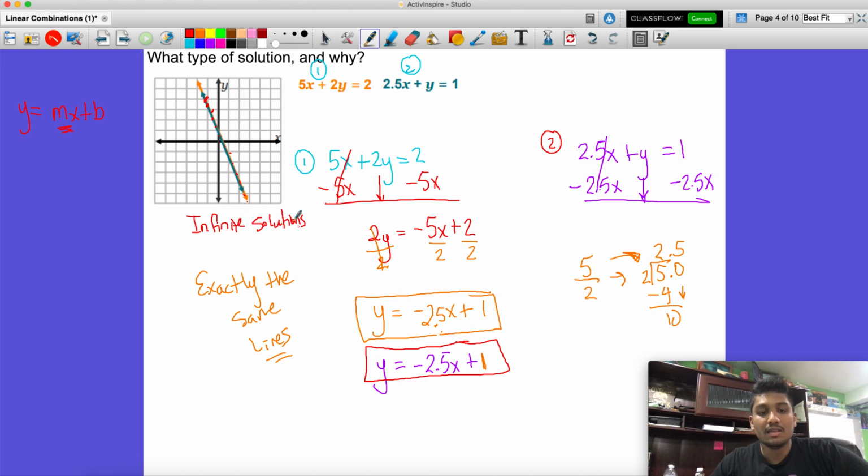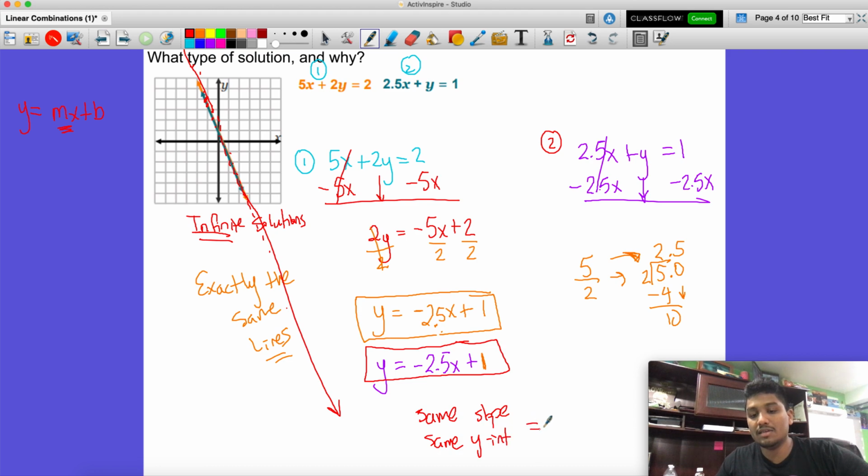Infinite because this line doesn't stop there. It goes on forever. This line goes all the way down forever. This line goes all the way up forever. And so they touch each other at every single spot infinitely. So if you have the same slope, same y-intercept equals infinite solutions, same lines. All right, so that's what this idea is.